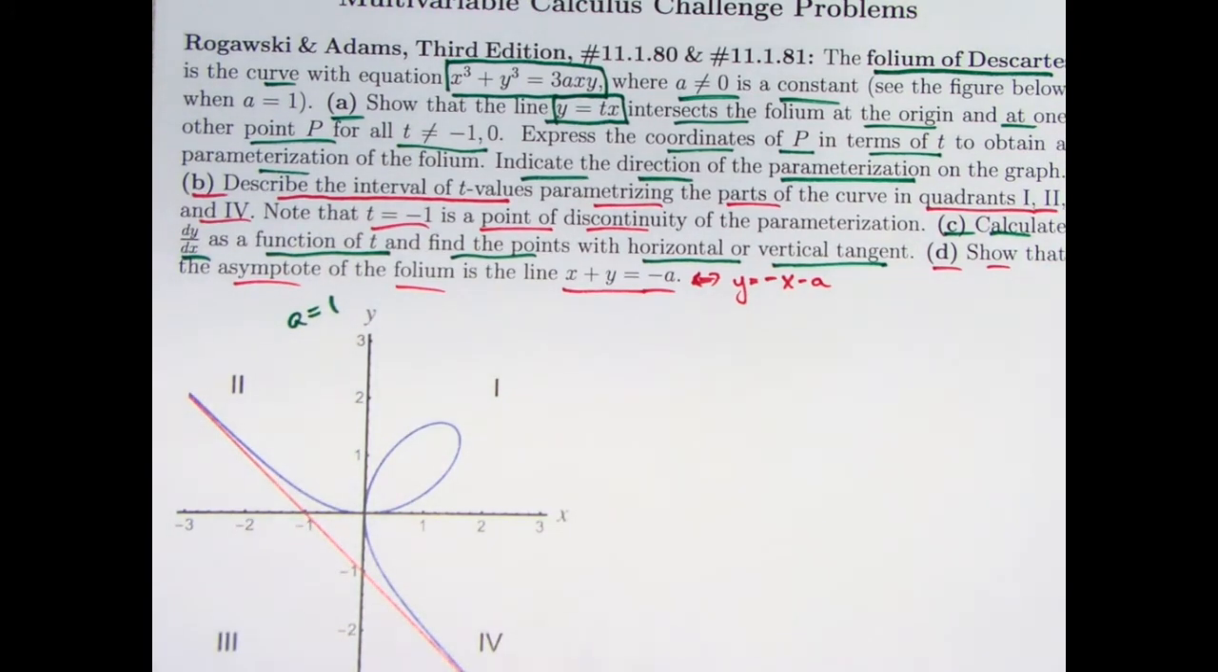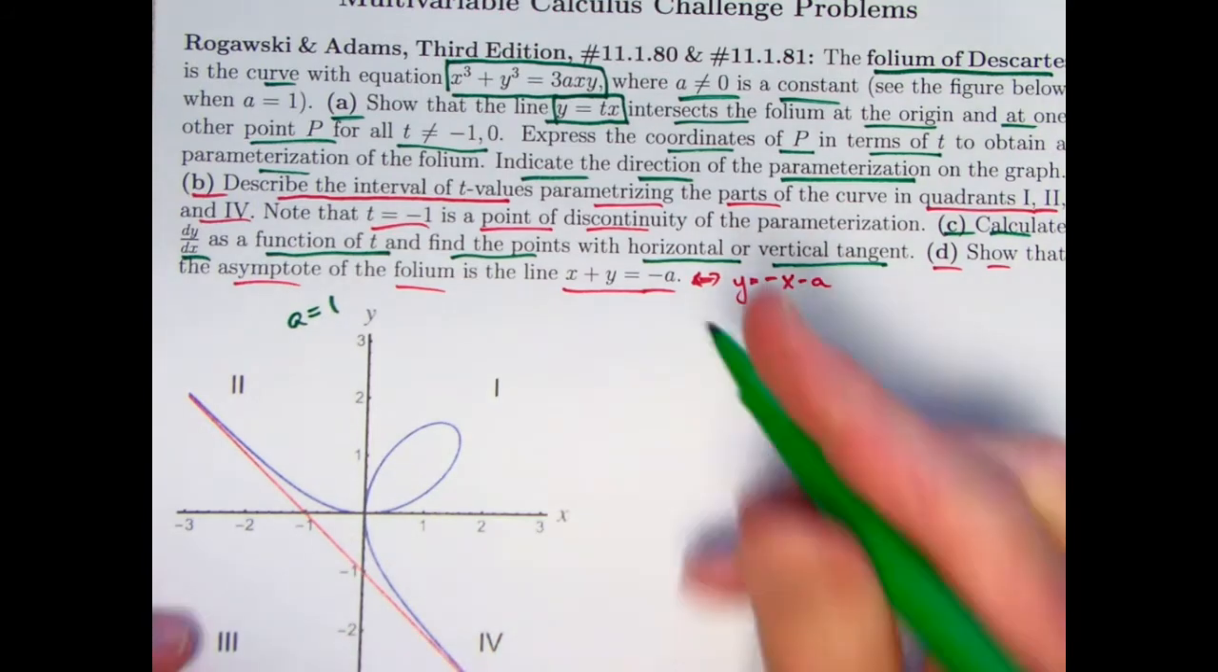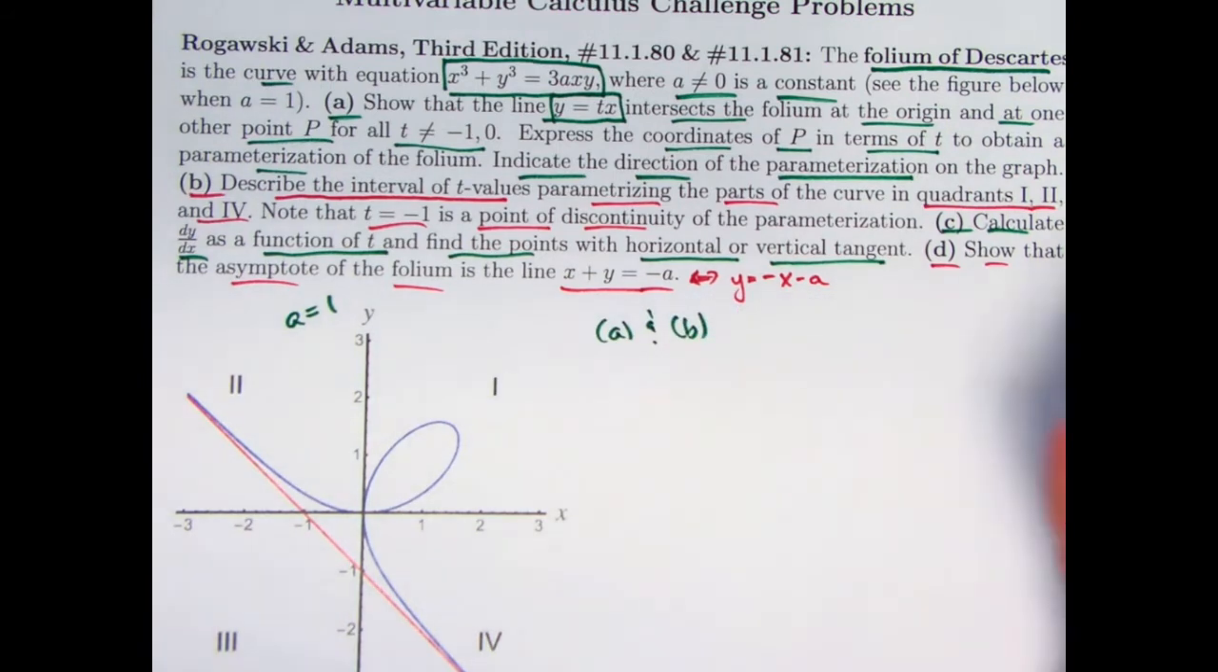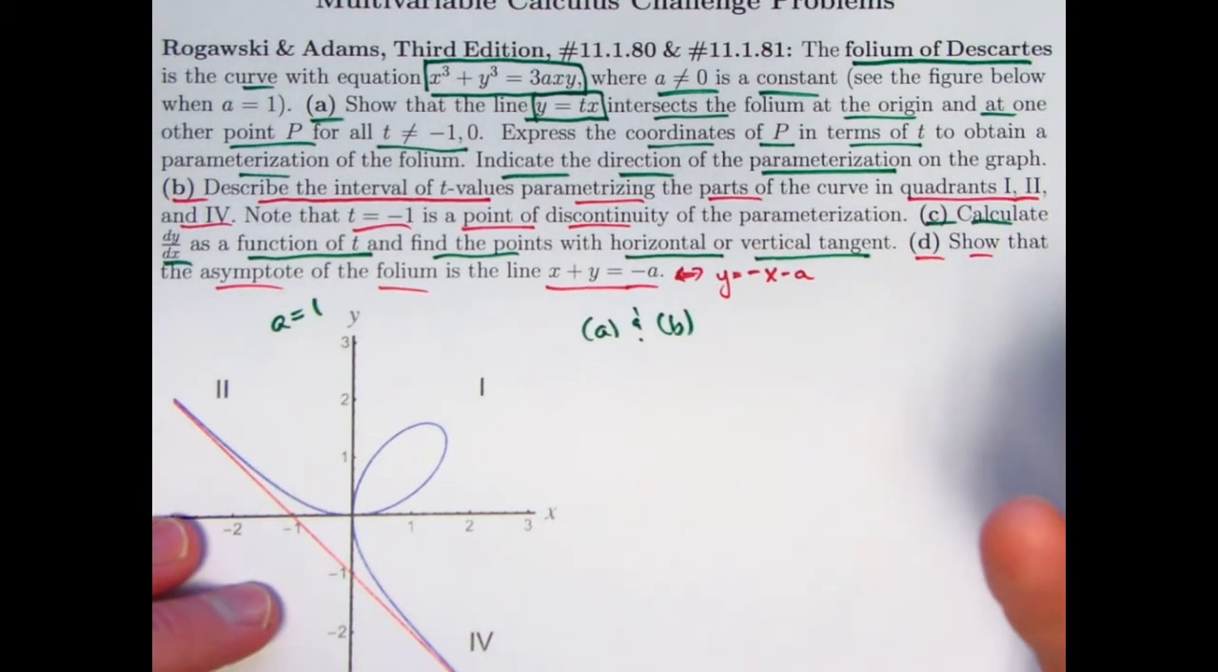All right, I think we can talk about parts A and B at the same time here. As I do some algebra, I will also be describing what's going on in the picture. So this is really A and B. I'm not going to write out an explanation for B, but I'll just verbally describe it.